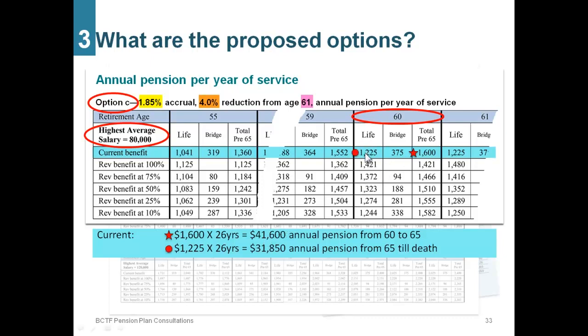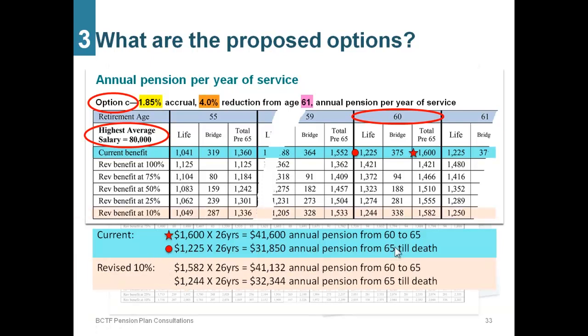Then you would take in the red dot 1225 multiplied by 26 years to give 31,850 as an annual pension from 65 till death. The revised benefit at 10% row may be calculated in a similar fashion. In the red star, 1582 multiplied by 26 years to give an annual pension of 41,132 from 60 to 65.